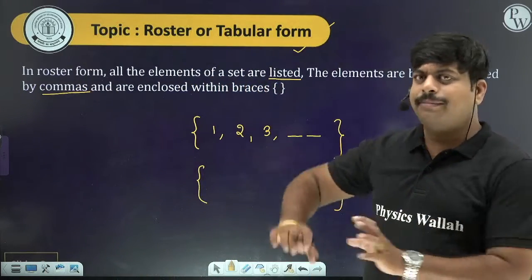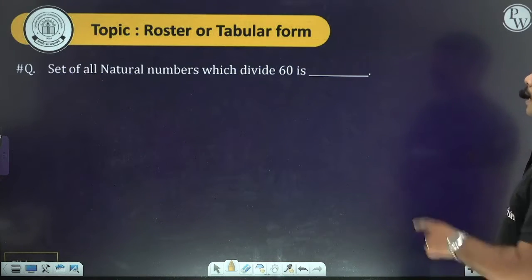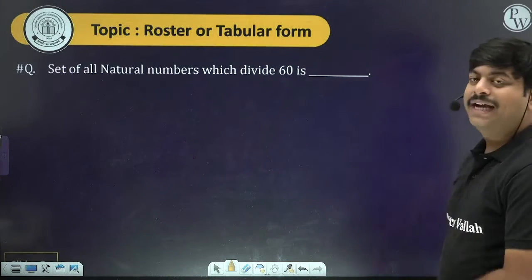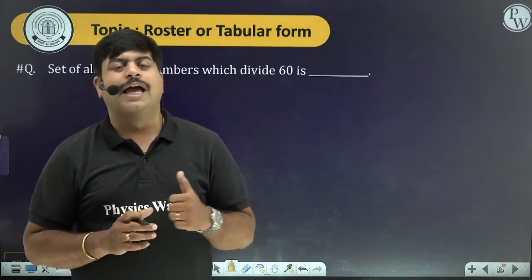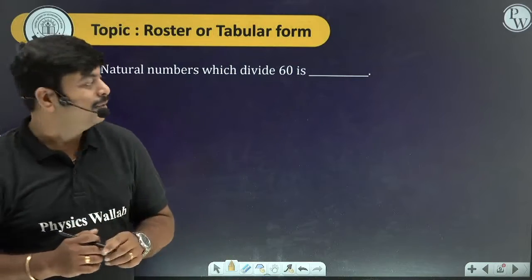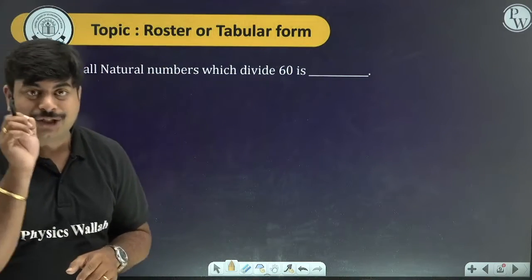Directly, the elements will be there in that, nothing else, okay? Set of all natural numbers which divide 16. So I want to write this in roster form or tabular form. So what are the numbers that divide 16? What are all the natural numbers I'm talking about?